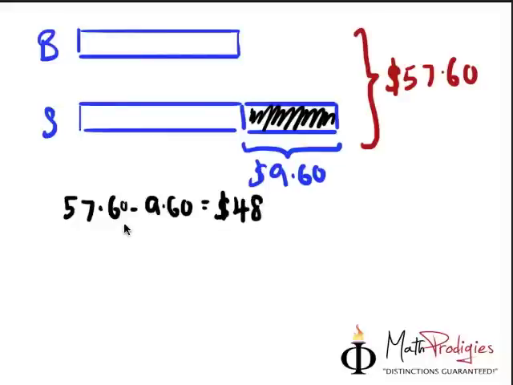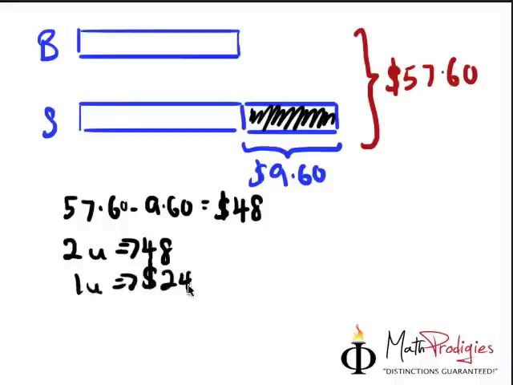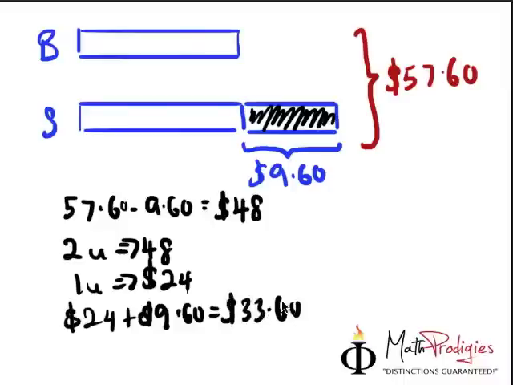Now the next part is $48 actually equals 2 units. If 2 units is 48, 1 unit is 24. Correct? So how much do the shoes cost? The shoes basically cost 1 unit plus 9.60. Therefore, 24 plus 9.60 is going to give you the answer for your shoes, which is $33.60. If you got that one right, I'm going to give you a big high five because you are a math prodigy. Good job. So that's the first part of it.